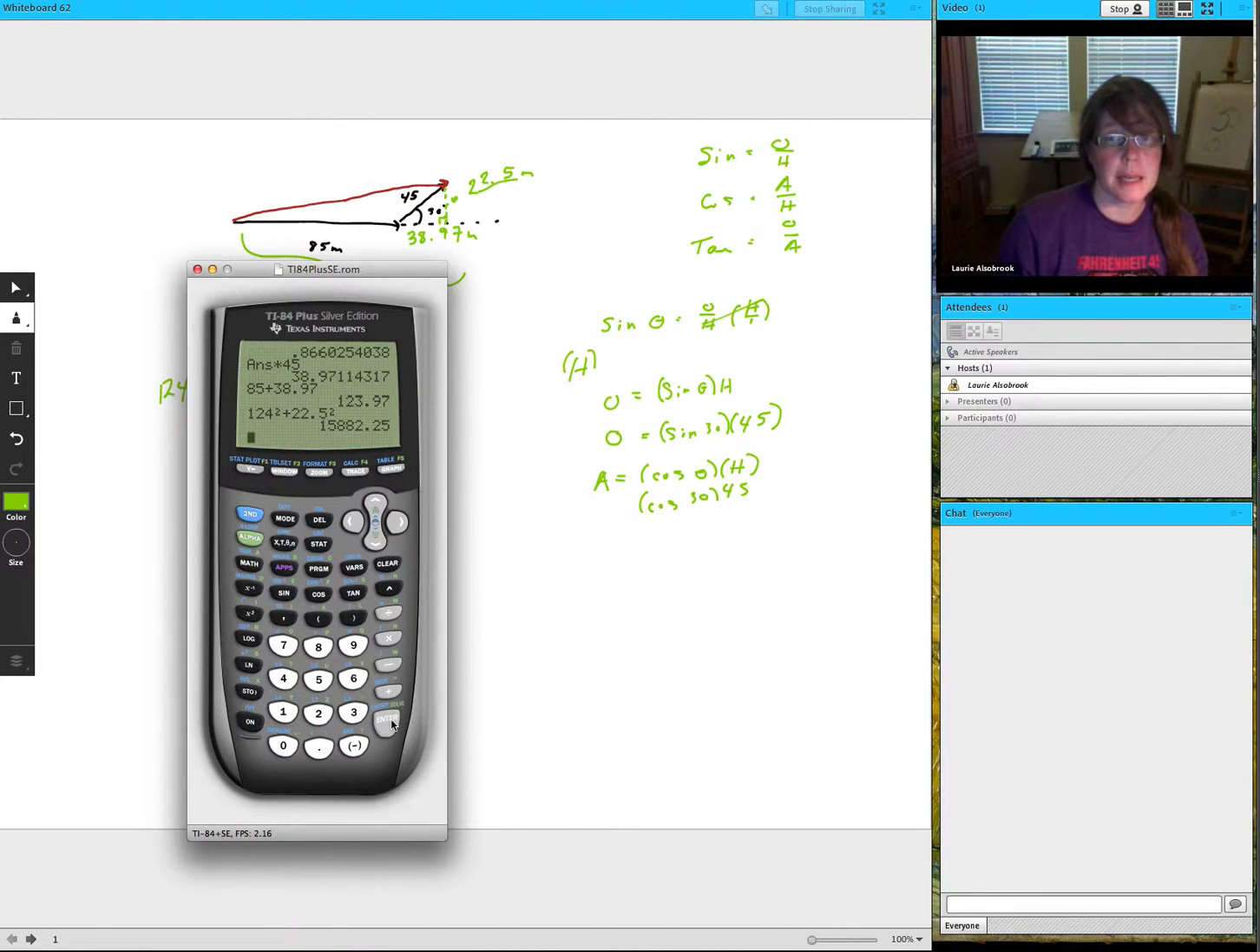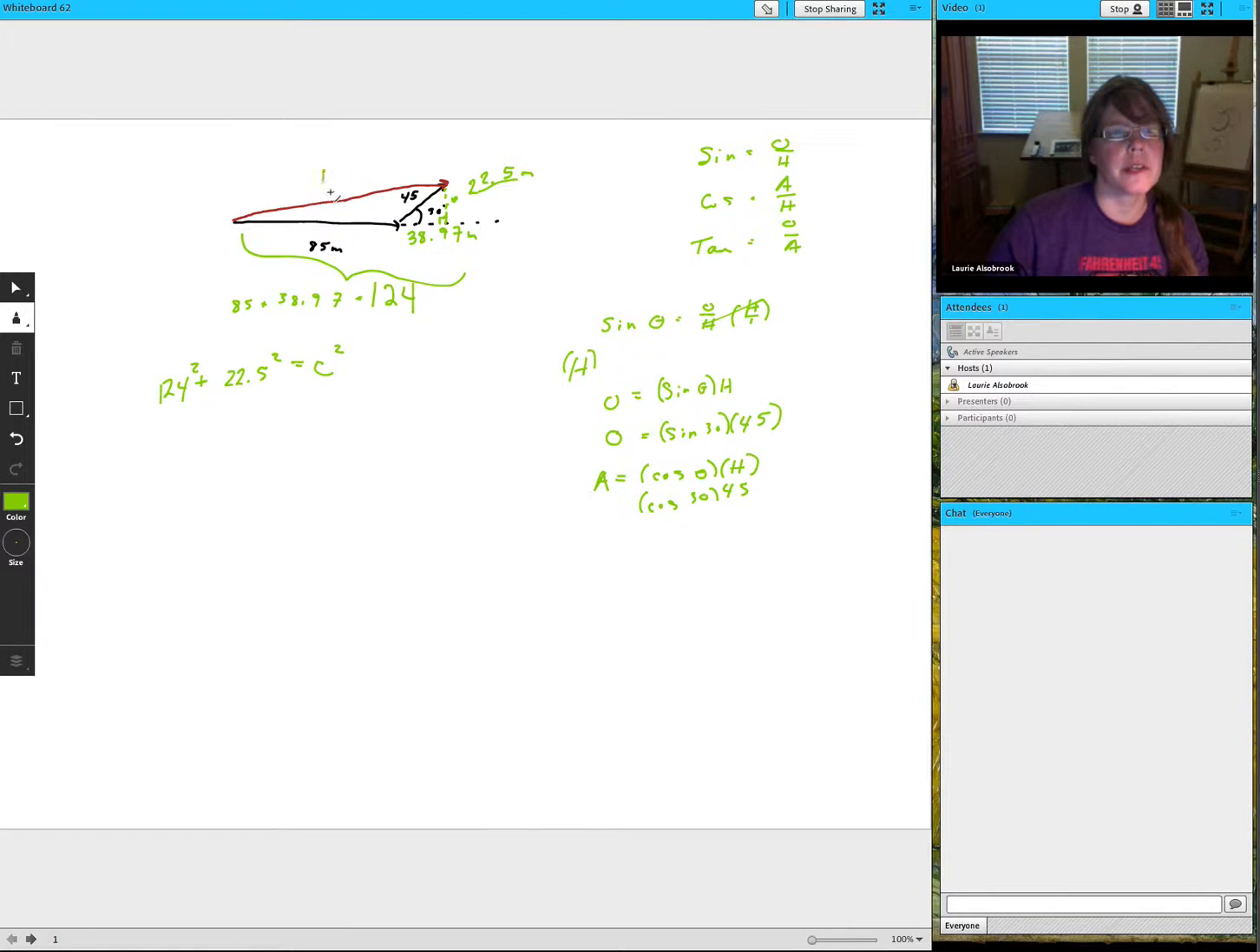Now, that's not my answer because that gives me c squared. So I have to take the square root of that. So I take the square root of that number and I get 126. All right. So the magnitude of this vector is 126 meters. Now I still need to know this angle right here.